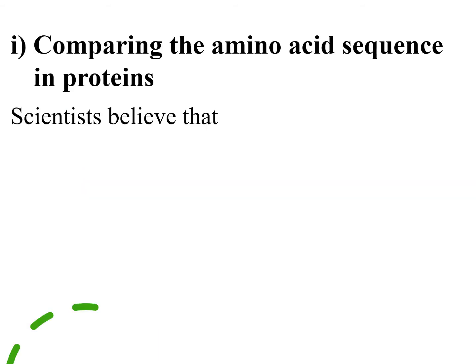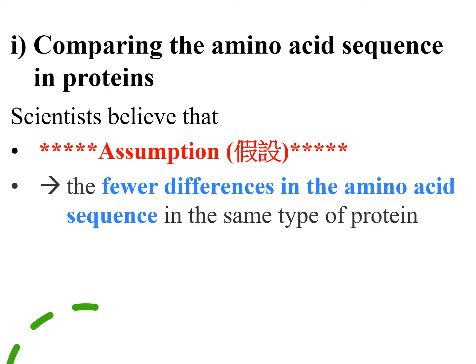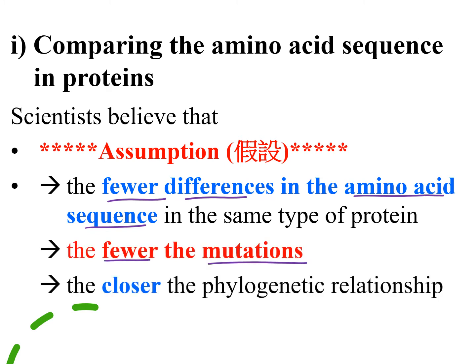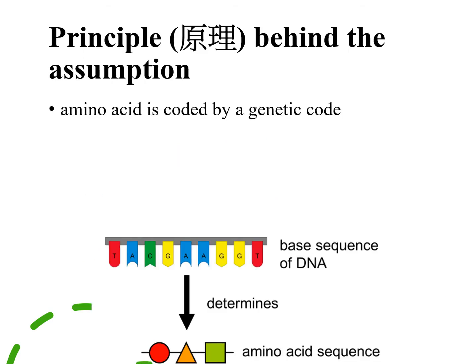So the scientists believe the following assumption, that the fewer differences in the amino acid sequence, the fewer mutations. That means the organisms will have a closer phylogenetic relationship. What about the principle behind the assumption? So let's take a look.